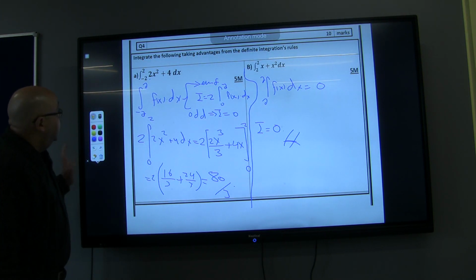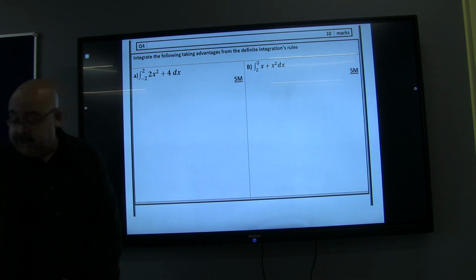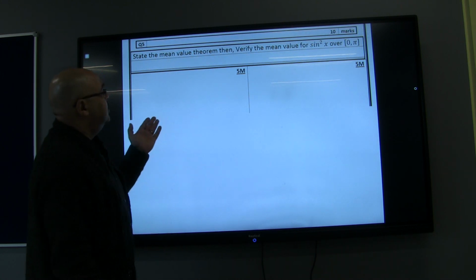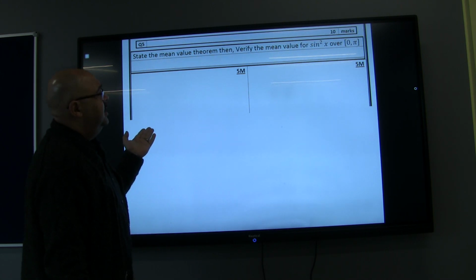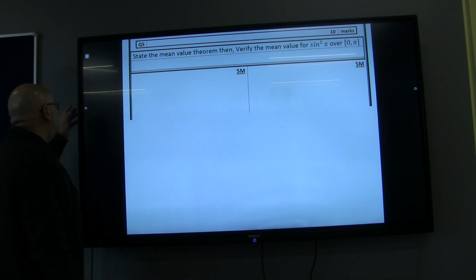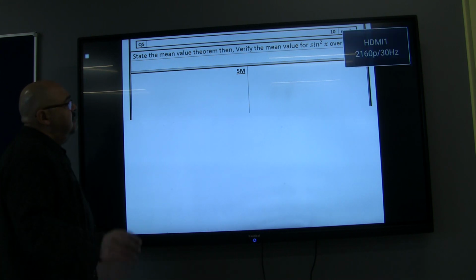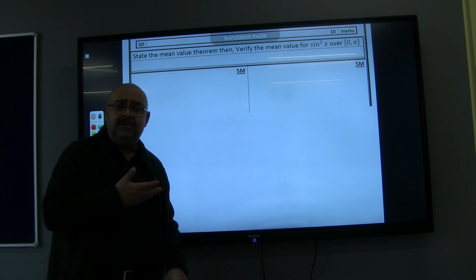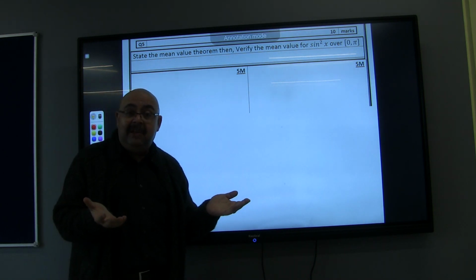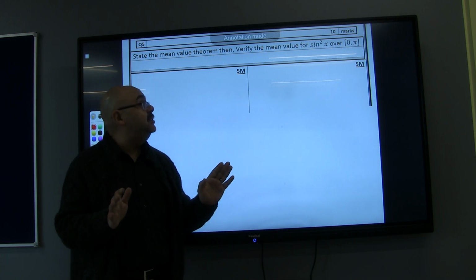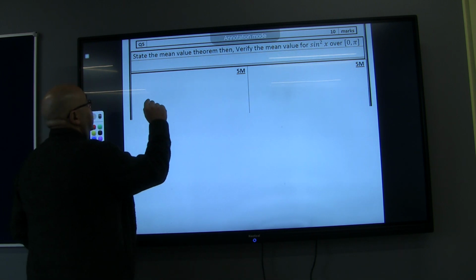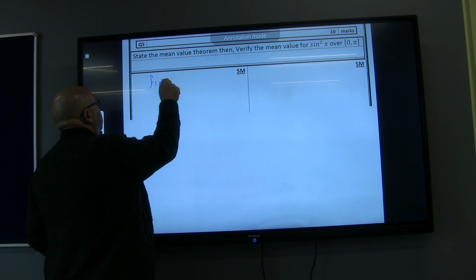Okay. This was for the definite integration, and you have these problems. Here it's asking you for the mean value theorem, just state it, and then apply it on sine squared. I was shocked that very few of you could solve this problem. It's supposed to be a very simple problem for you. All you have to do is write the mean value law and substitute in it, and you will be done.